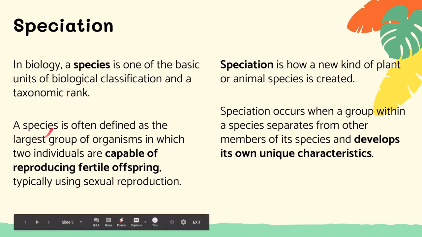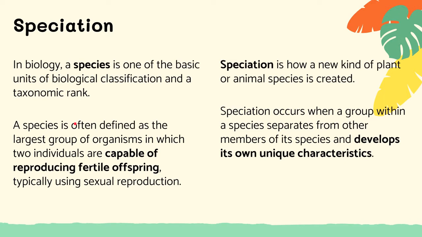So a species is a group of organisms that share so many similar characteristics that they can have fertile offspring. They can mate, they can breed, and produce fertile offspring. So if those two individuals cannot reproduce and produce fertile offspring, then we can say that they belong to two different species.